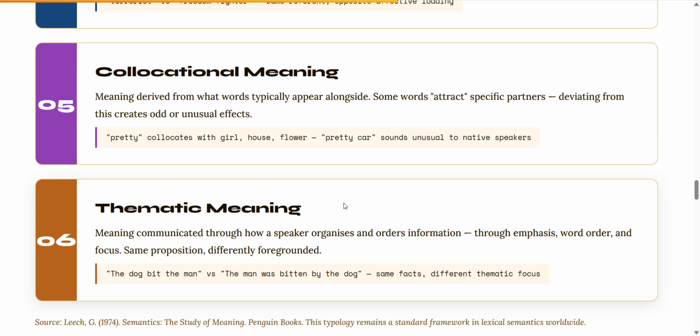The sixth one is thematic meaning. Meaning communicated through a speaker organizes and orders information through emphasis, word order, and focus. Same proposition differently foregrounded. So an example is: the dog bit the man versus the man was bitten by the dog. Same facts, different thematic focus. We'll discuss thematic roles later. So here the agent is the dog and the experiencer is the man.